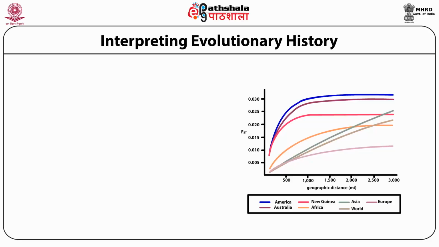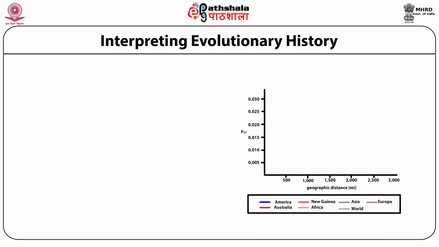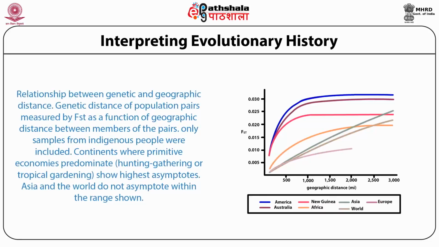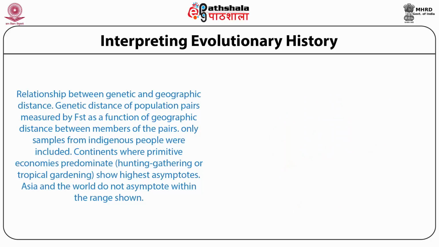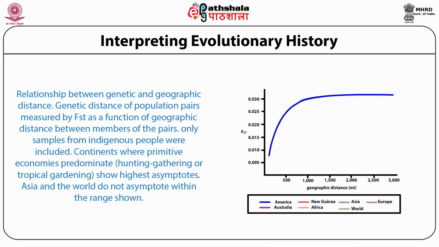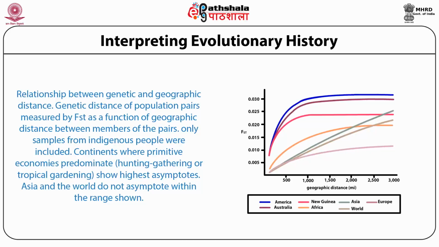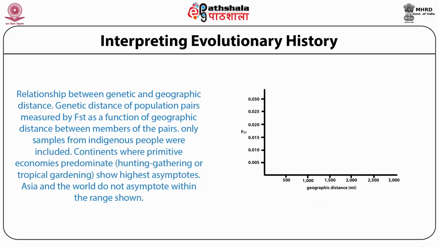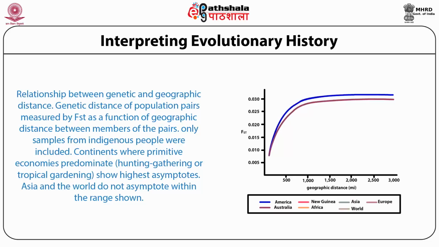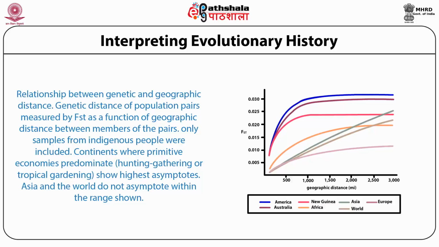Violation of the above assumptions, such as the presence of migrations or selection, affects the interpretation of population trees. In this particular slide, the relationship between genetic and geographic distance is shown: genetic distance of population pairs, measured by Fst, as a function of geographic distance between members of the pair. Only samples from the indigenous peoples were included. Continents where primitive economies predominate, hunting gathering or tropical gardening, show the highest asymptotes. Asia and the world do not asymptote within the range shown.